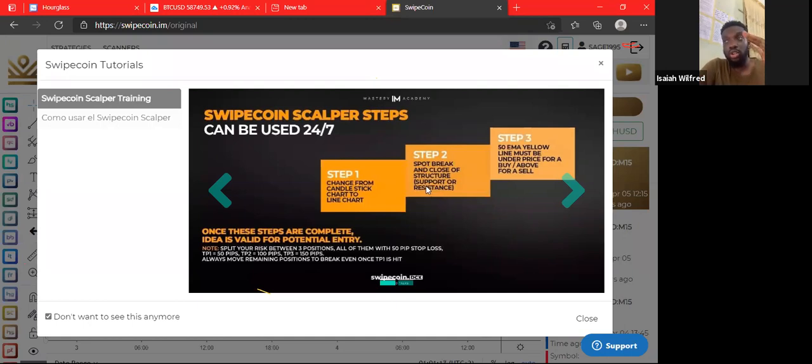So you're supposed to draw your support and resistance lines, and whenever we can find price trying to break through a support or break through a resistance, that's when we can start getting ready to enter a buy trade or a sell trade. You just don't enter the trades whenever you see Swipecoin notifying you of a potential buy or sell. So again, step 3, for that buy or sell to be valid, the 50 EMA, which is the yellow line, for a buy, the 50 EMA has to be under price.